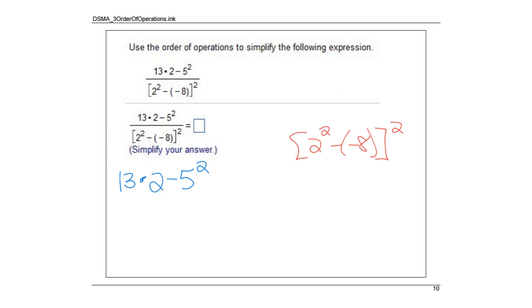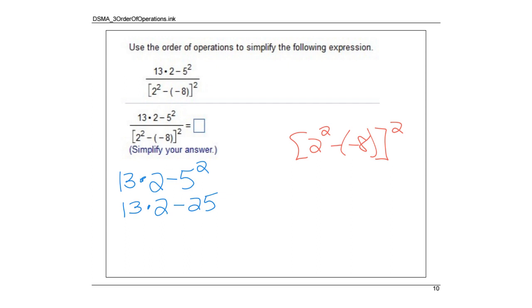Okay, let's take a look at another fraction. A little more going on here. So in the numerator on top, we have 13 times 2 minus 5 squared. So let's go by PEMDAS. We're going to go ahead and square the 5. 5 times 5 gives me 25.